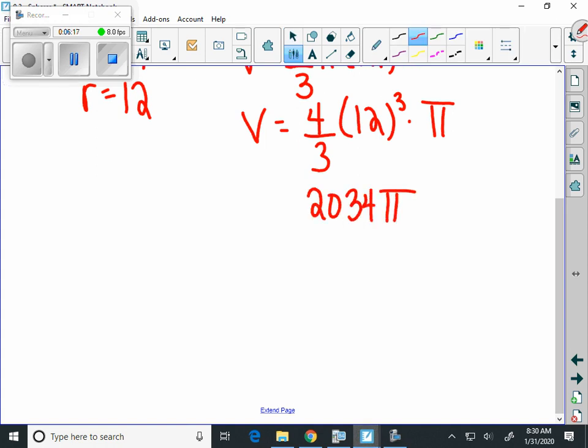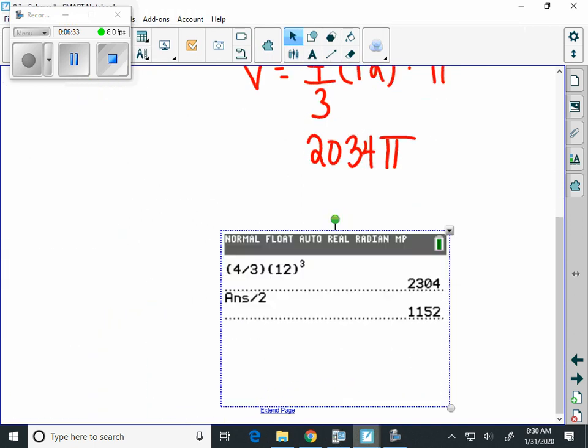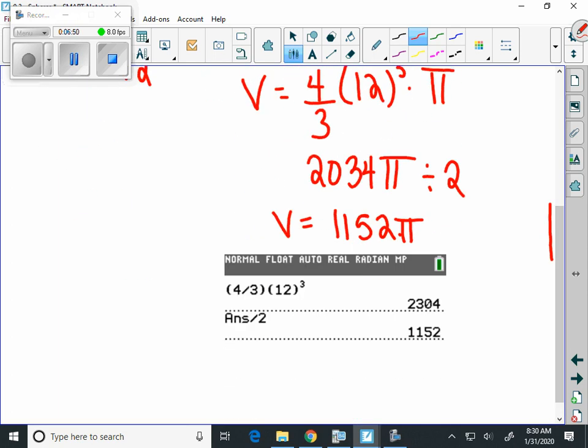And hopefully I'm writing that down correctly. And then, though, remember it's a hemisphere. It's half of a sphere. So we need to divide that value by 2. And now we'll have our actual value divided by 2. So our volume of our hemisphere is 1152 pi. And then our units are feet cubed.